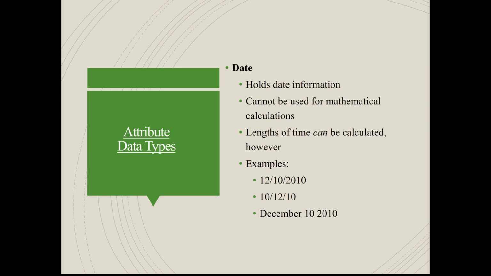The last common data type is date. The date data type holds time and date information, such as 12/10/2010, or 10/12/10, or December 10th, 2010. The date data type cannot be used for mathematical calculations, however. It can be used to determine and calculate lengths of time between two different dates or times. Additionally, the computer stores the date information in its own internal data structure, but it can be formatted to output the date in many different ways, as shown in these examples.